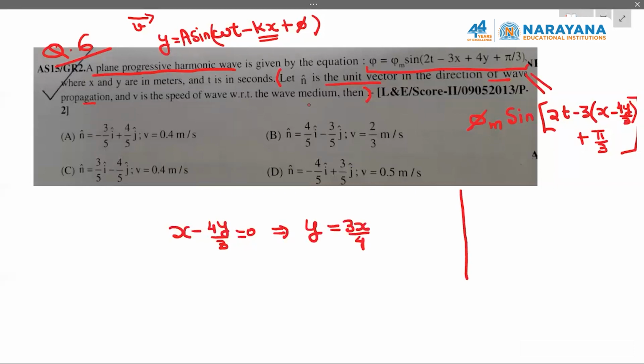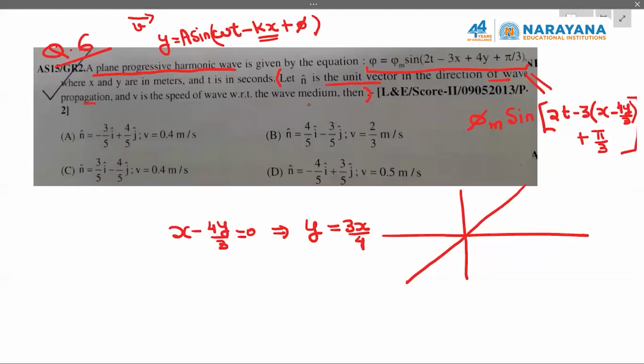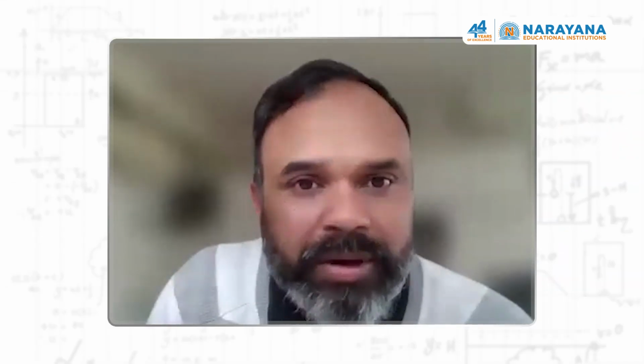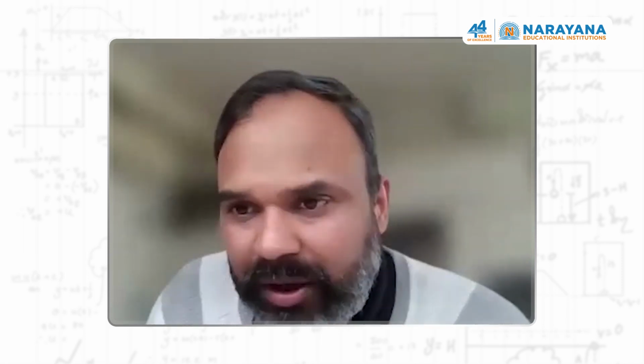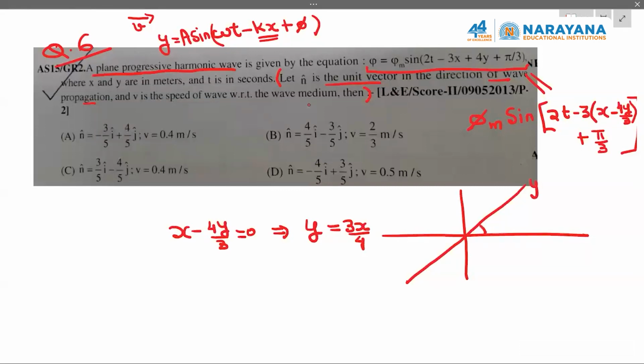I'm not saying this is the direction of propagation. I'm saying when we write such equations, where this term is equal to 0, the direction of propagation of the wave is along the normal to this line. I mean, x is equal to 0 here represents the normal to the direction of propagation, right? So similarly, x minus 4y by 3 is equal to 0. This is the line equation, y is equal to 3x by 4, right?